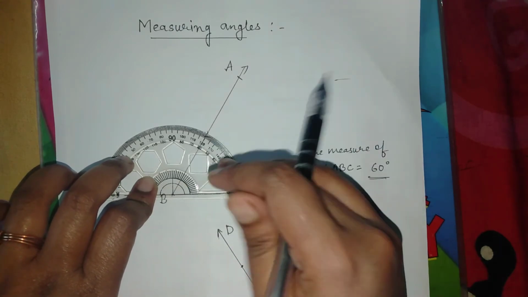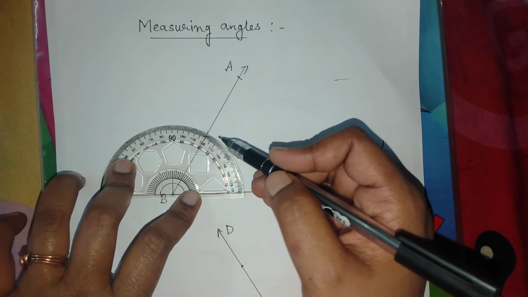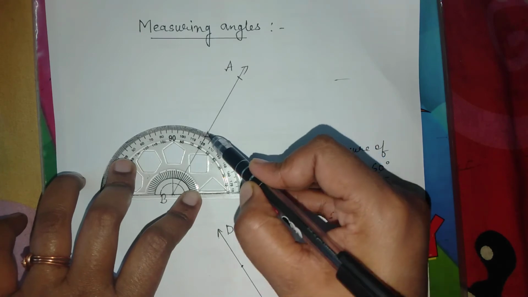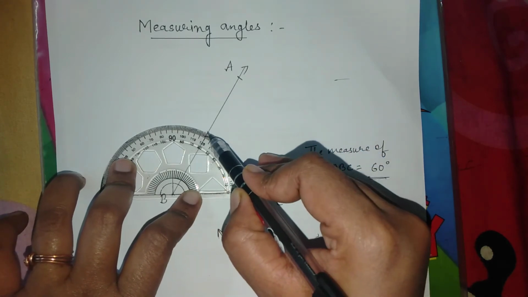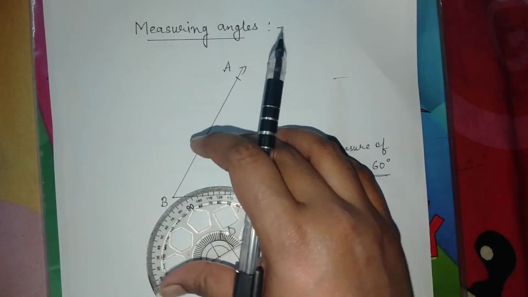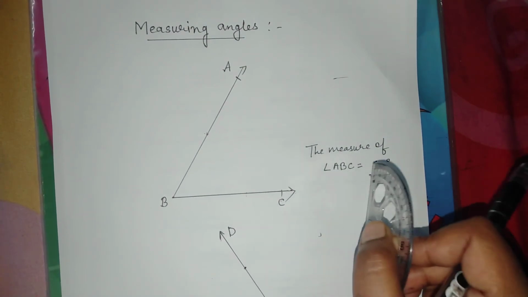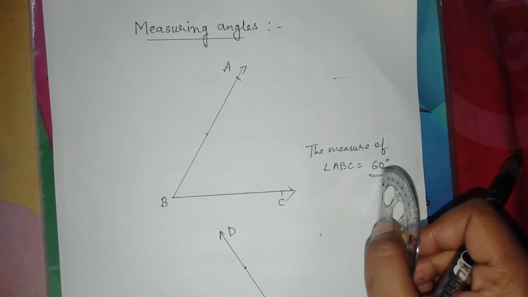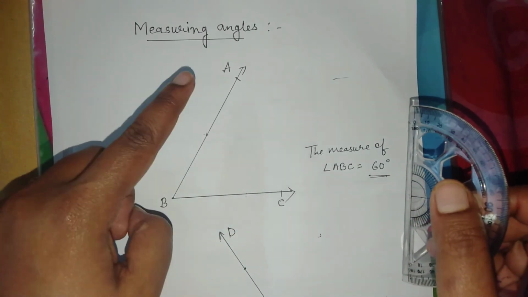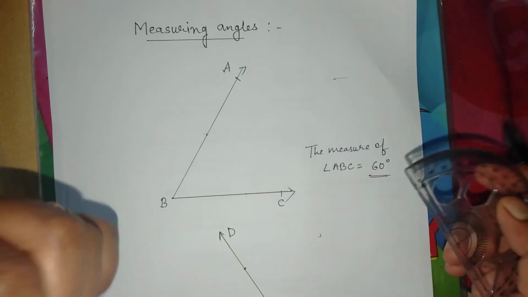Now we will check. Read the measure on this scale where the other arm crosses it. We see here that it is 60. This is 60 degrees. So what is the measure of this angle? It is 60 degrees, and we write the measure of angle ABC is equal to 60 degrees. We can also read it as the measure of angle CBA is equal to 60 degrees. Okay, now we will see the next example.